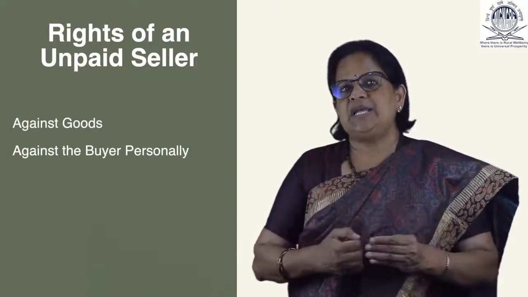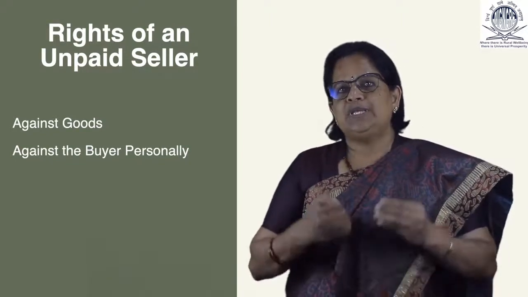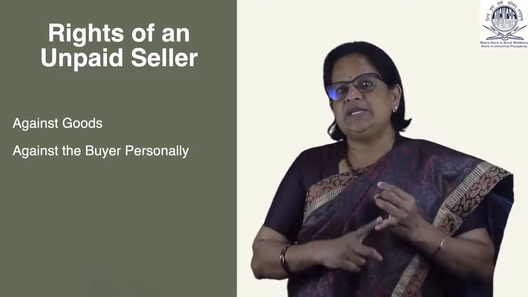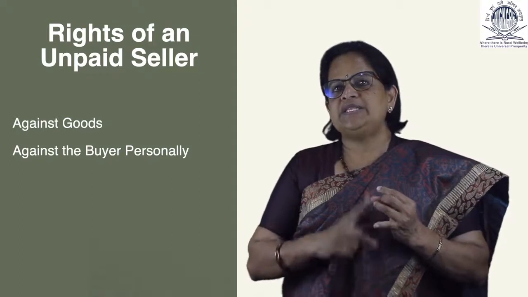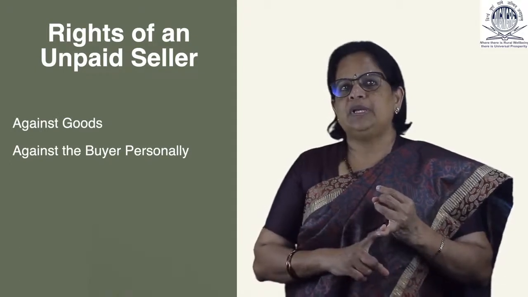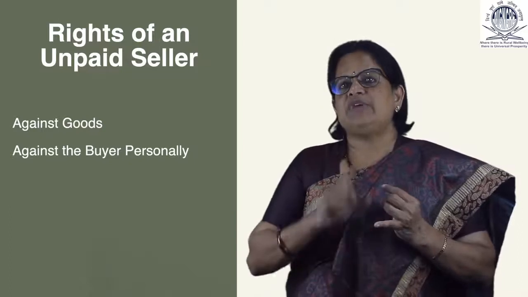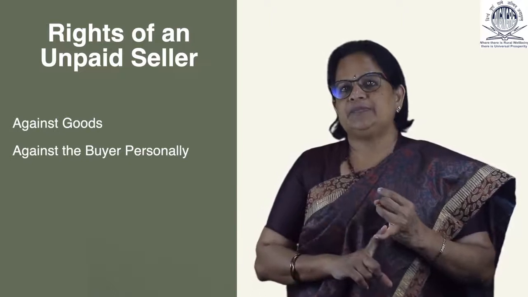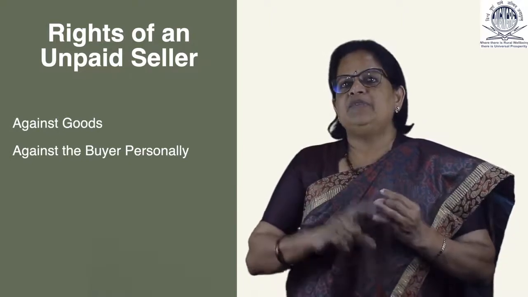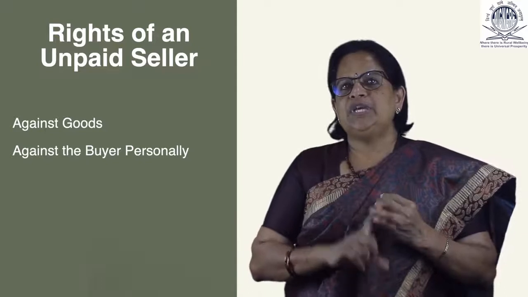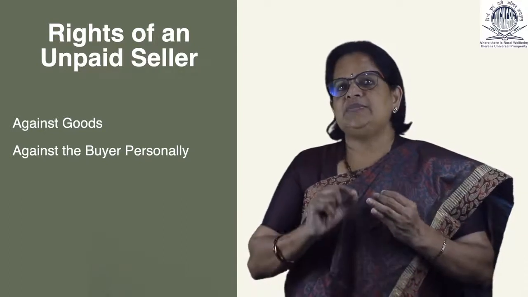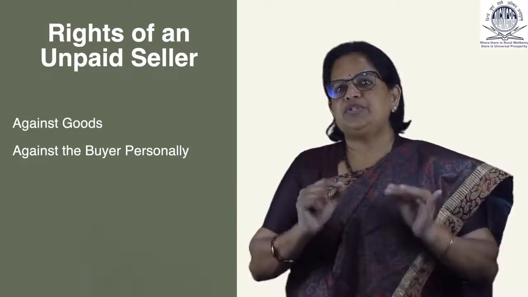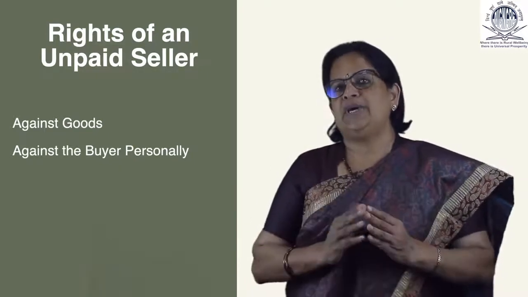Rights of an unpaid seller are broadly divided into two. That is, rights of an unpaid seller against goods, and second, the rights of an unpaid seller against the buyer personally. The rights against the goods of an unpaid seller are divided into two subheadings. That is, firstly, where the property in goods is passed, and second, when the property in goods is not passed. Meaning property in goods is passed to the buyer or not passed to the buyer.